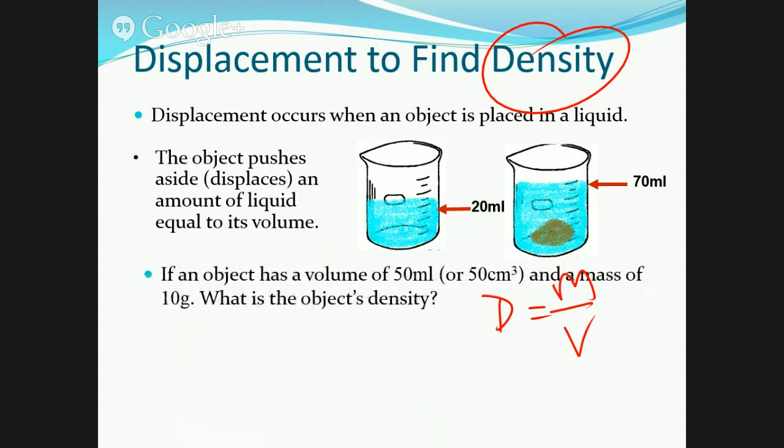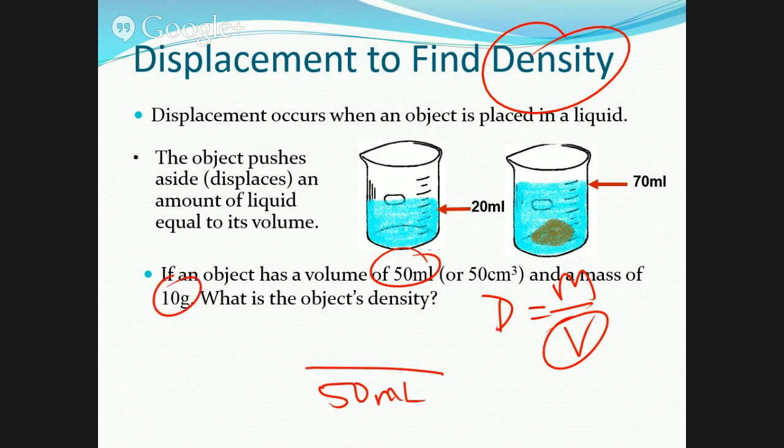So when I see a problem like this, an object has a volume of 50 mils, where does that go? Where does 50 milliliters go? No, it goes on the volume. 50 milliliters is our volume. And it has a mass of 10. So where does that go? On top. It's a little number divided by a big number.